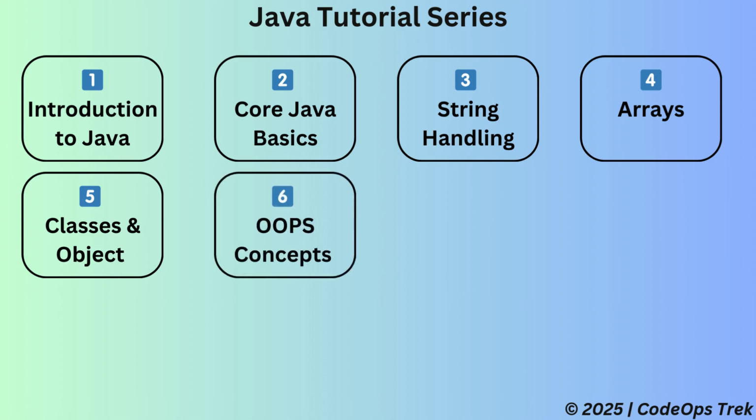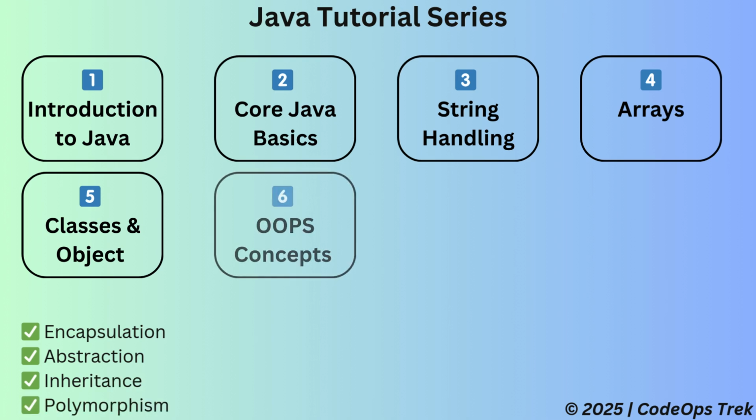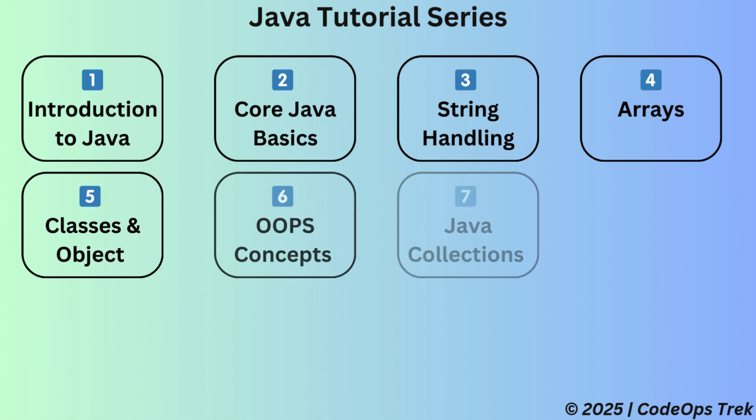Sixth, OOPS concepts. Java follows object-oriented principles, including encapsulation, abstraction, inheritance, and polymorphism. These concepts make Java more powerful and reusable.